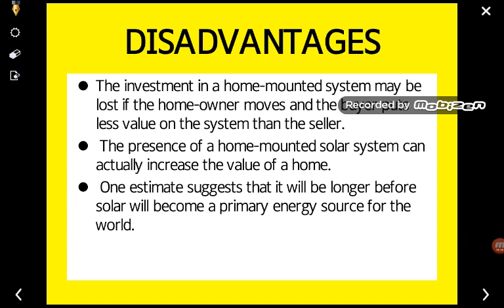And the last is that it is totally dependent on solar energy. So it can only be utilized when solar energy is present. During the night it doesn't work. Even in the winter season it won't work well because the intensity of sunlight is very low. So one estimate suggests that it will be longer before solar becomes a primary energy source for the world. बहुत दूर नहीं है जहाँ पे सोलर एनर्जी को एज अ सोर्स ऑफ एनर्जी यूटिलाइज किया जाता है.